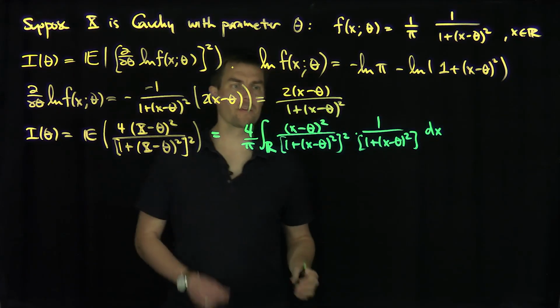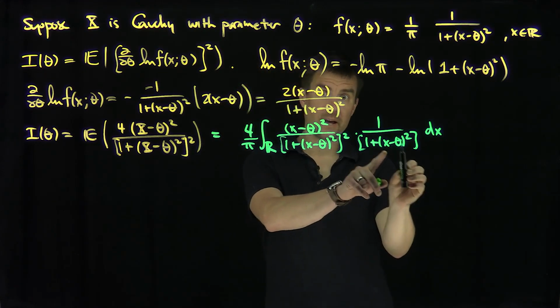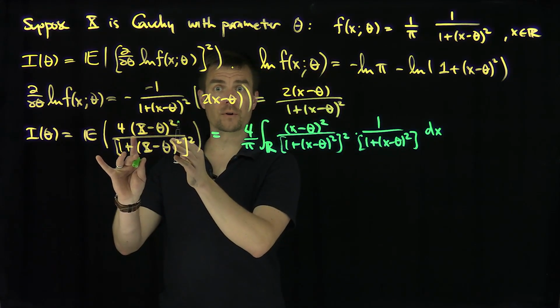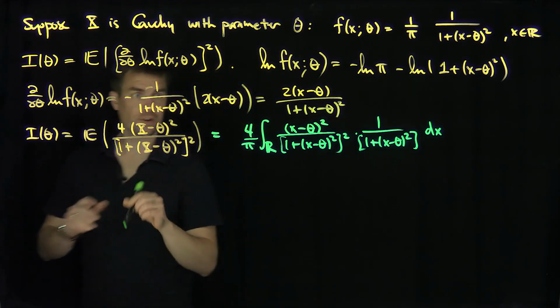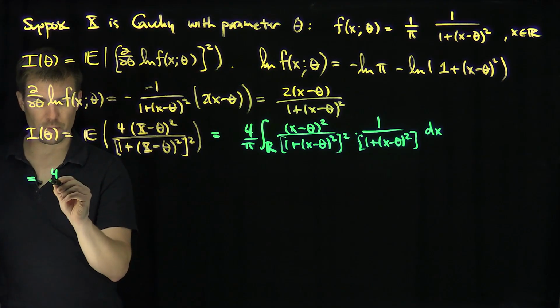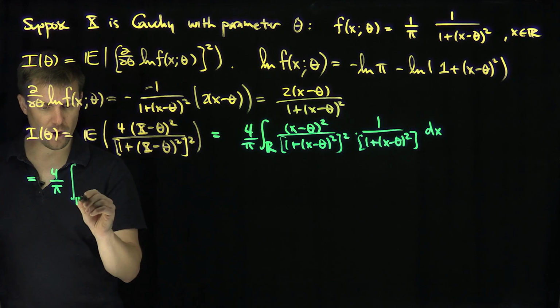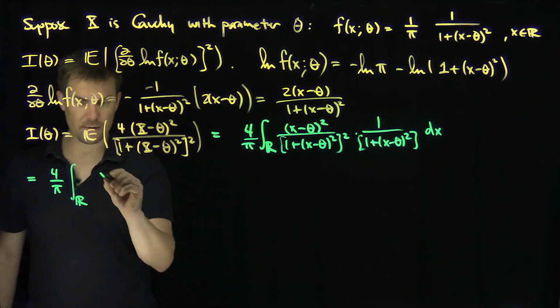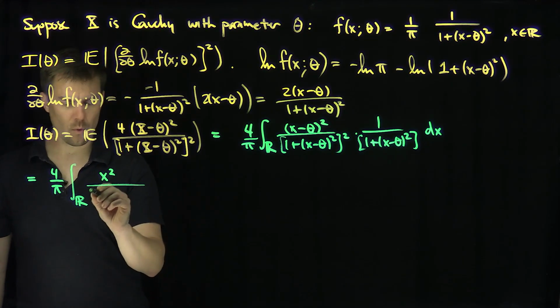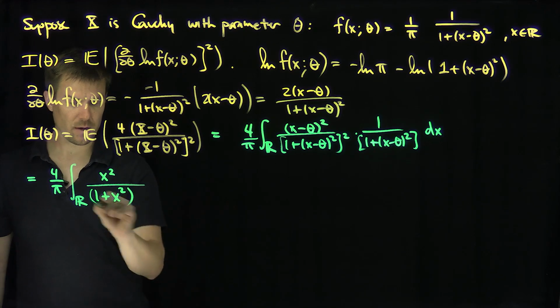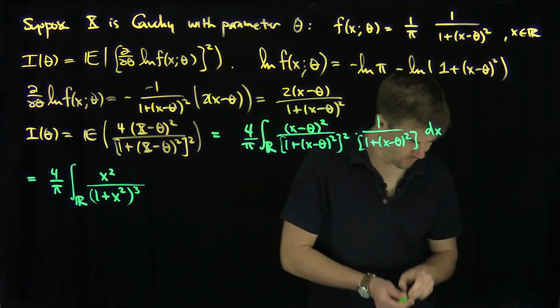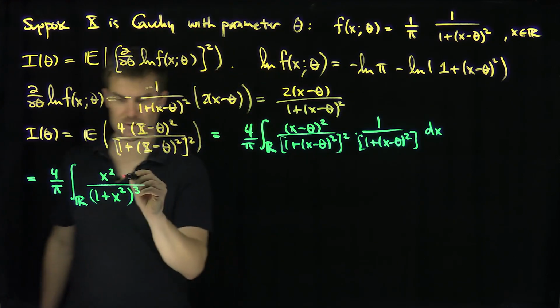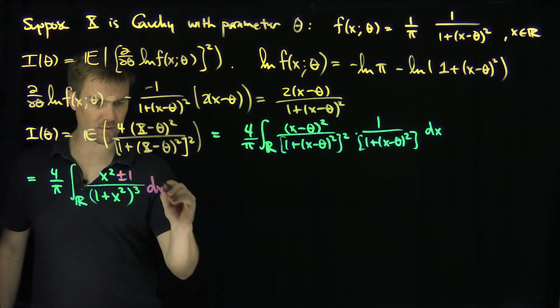dx. Okay. Now the first thing I'm going to do is let y be x minus theta and shift everything over. Since this is a shift, that's not going to change the differential or the convergence at all. So if we shift everything over, this is exactly equal to 4 over pi, and then the integral over R of just x squared over (1 plus x squared) quantity cubed. And so now here's our famous trick. One of the things we love to do with integrals of this form is to add and subtract 1 in the numerator, dx of course.